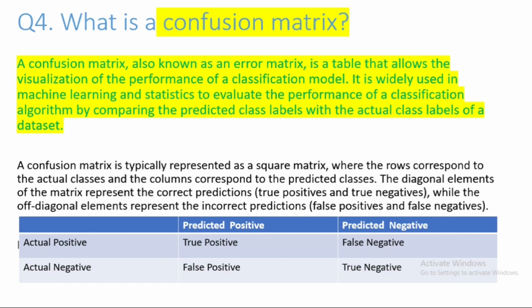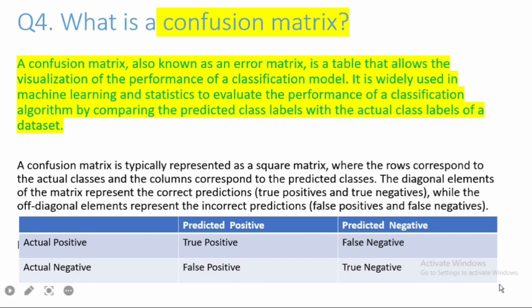A confusion matrix is typically represented as a square matrix where the rows correspond to the actual classes and the columns correspond to the predicted classes. The diagonal elements of the matrix represent the correct predictions, true positives and true negatives, while the off-diagonal elements represent the incorrect predictions, false positives and false negatives.